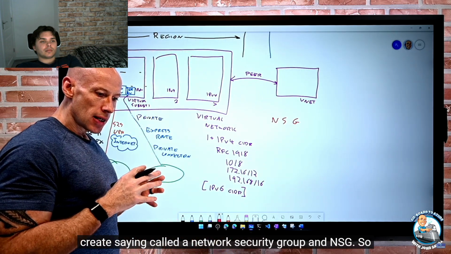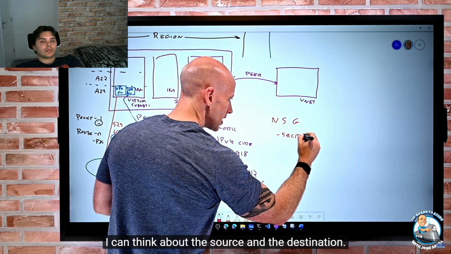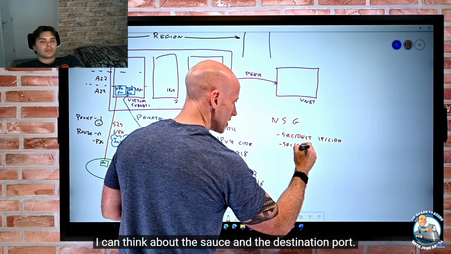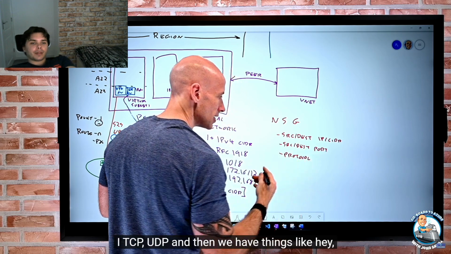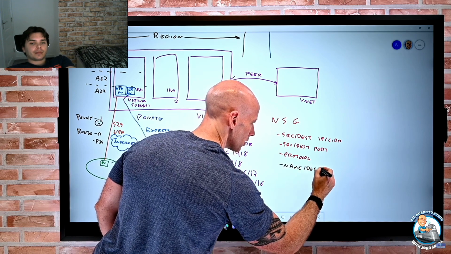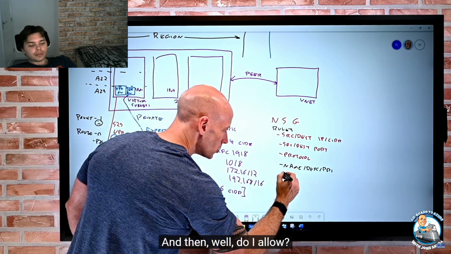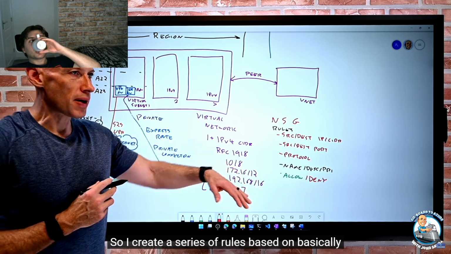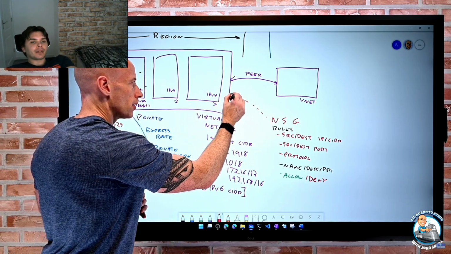So an NSG is built around a series of properties. I can think about the source and the destination IP or CIDR range. I can think about the source and the destination port. I can think about the protocol, i.e. TCP, UDP. And then we have things like the name, description, a priority, because I have multiple rules, because this is all basically made up of rules. And then, do I allow or do I deny? So I create a series of rules based on basically the IP addresses, and then I link them to subnets.